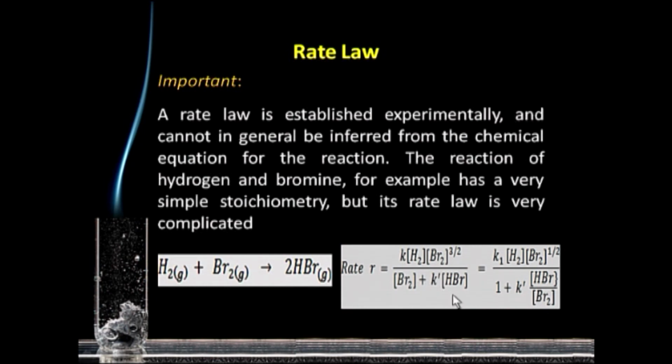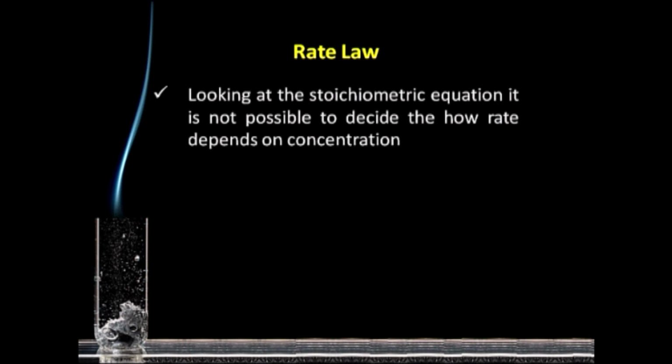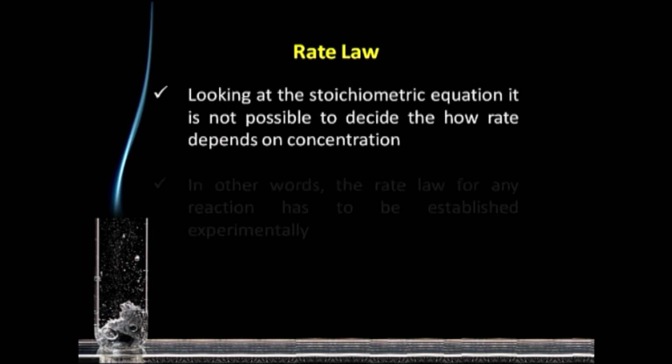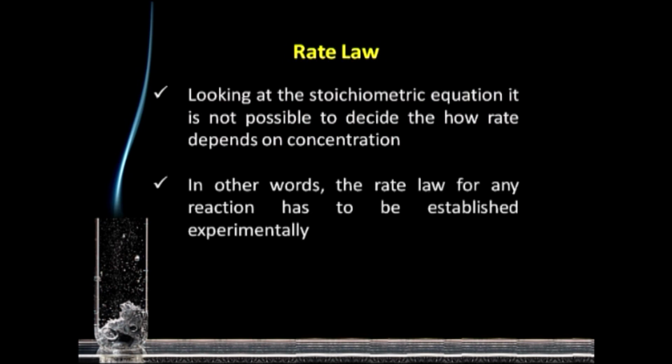So rate laws can be very complicated, and therefore the relation between the rate of reaction and concentration has to be established experimentally. You cannot predict a rate law for any reaction. Looking at the stoichiometric equation, it is not possible to dictate or decide what is going to be the dependence of rate on concentration. This has to be stressed here. In other words, the rate law for any reaction has to be established experimentally.